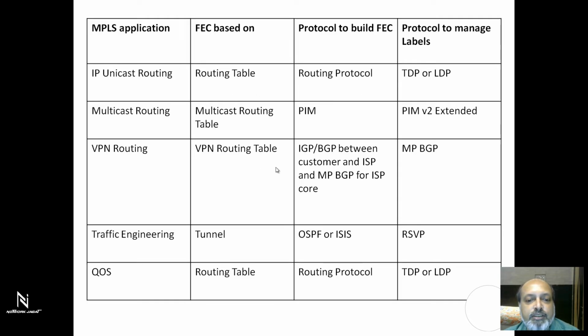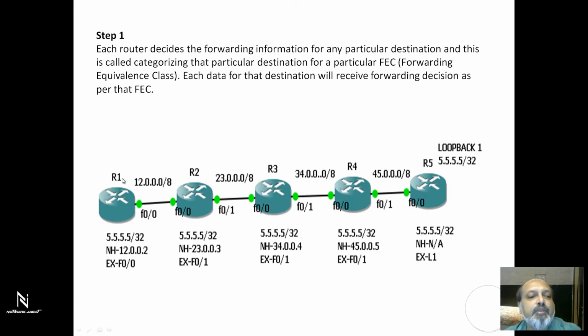That means if you are considering this diagram, if R1 wants to forward something to R5, it must remember that my next hop is 12.0.0.2 and my exit interface is F0/0, isn't it? If R2 wants to forward something to R5, it should remember that my next hop is 23.0.0.3 and my exit interface is F0/1.